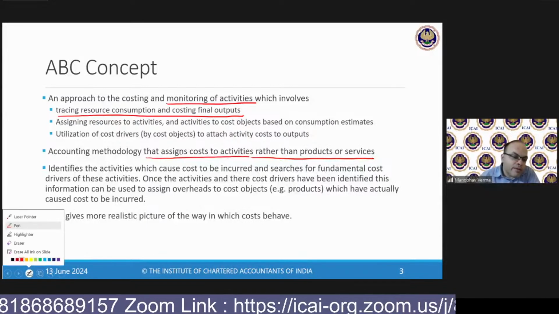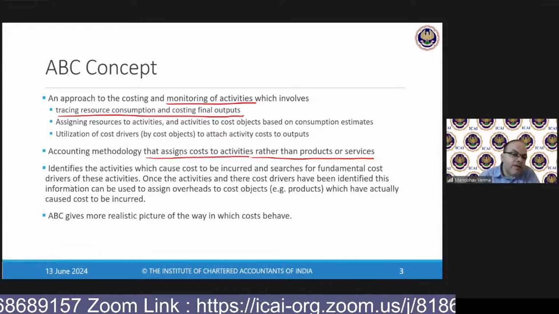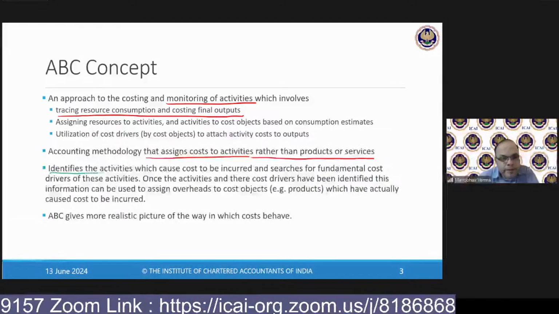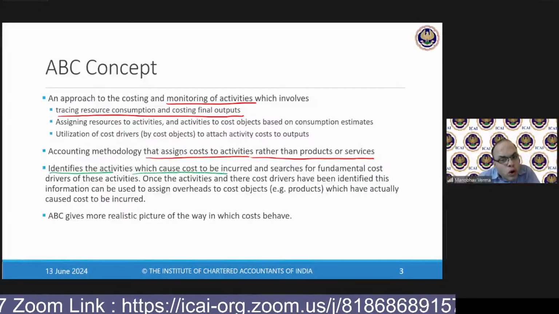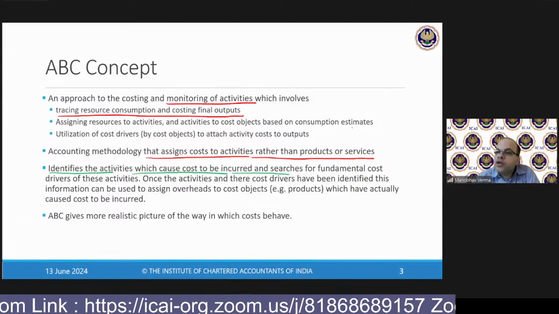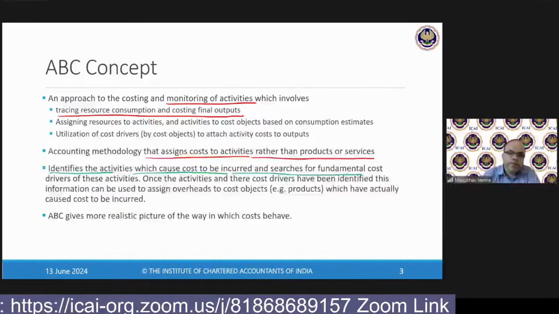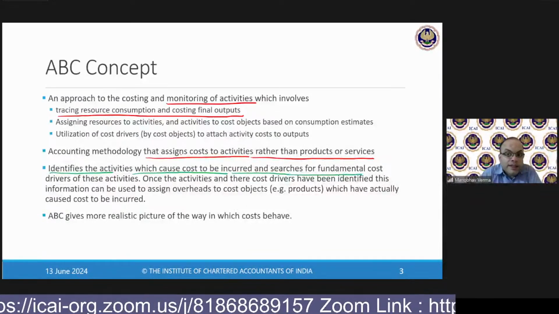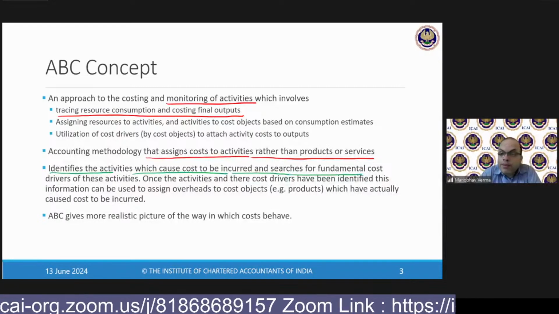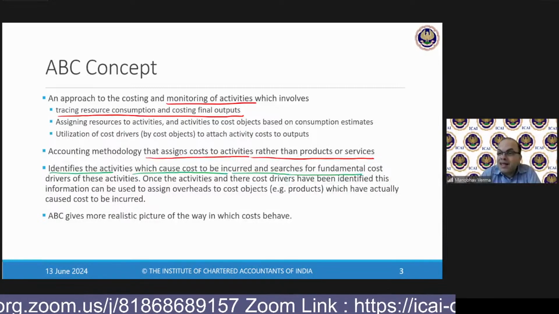That is why it becomes very important that it identifies the activities which cause cost to be incurred and searches for the fundamental drivers here. The example we just saw. Because once we know the activities, once we know the drivers, then it becomes much more logical to assign these costs.